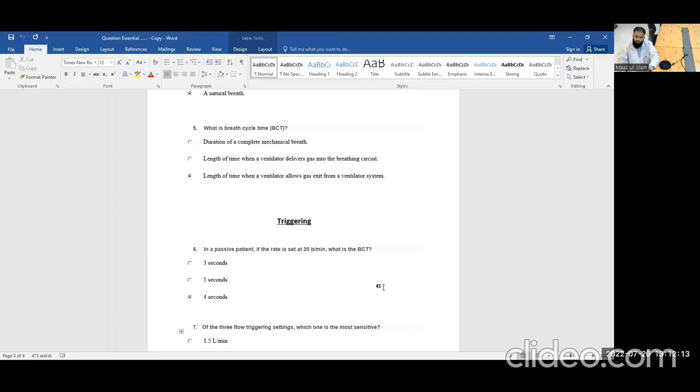Question number six. In a passive patient, if the rate is set at 20 breaths per minute, what is the BCT, breath cycle time? 3 seconds, 5 seconds, or 4 seconds? So the answer is option number one, 3 seconds.